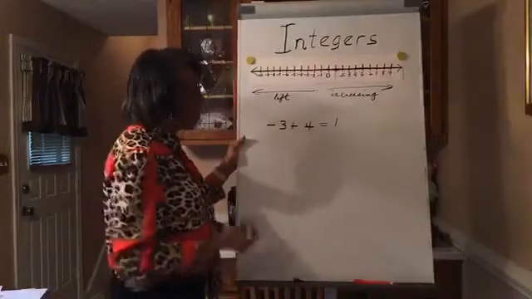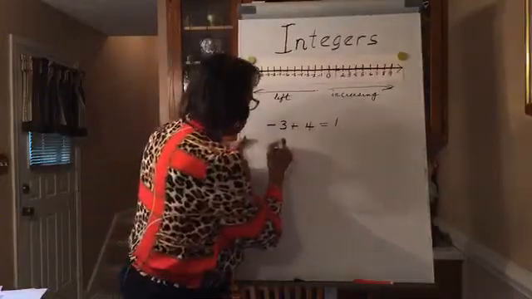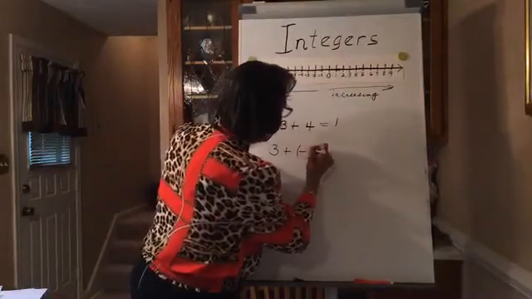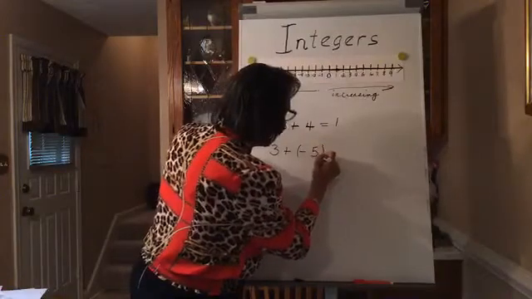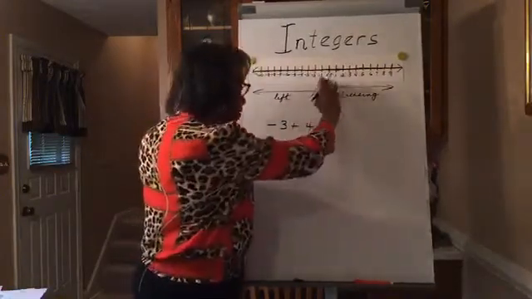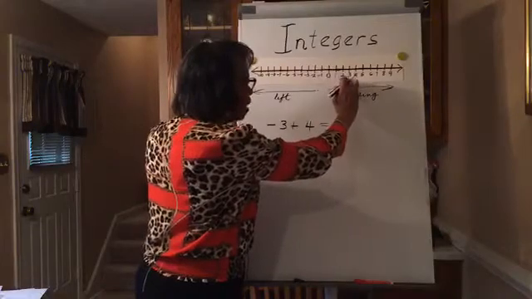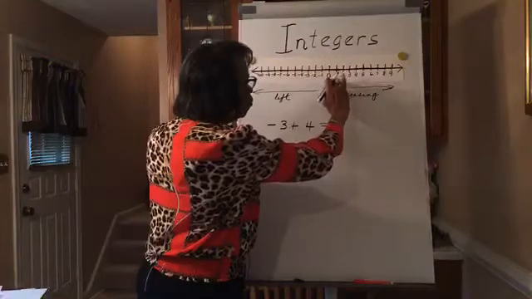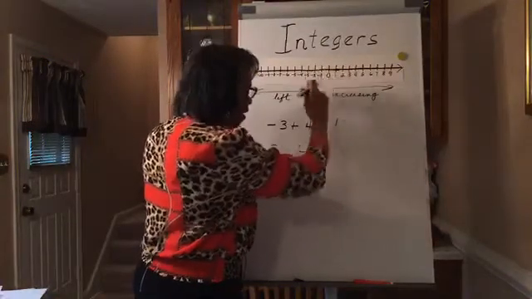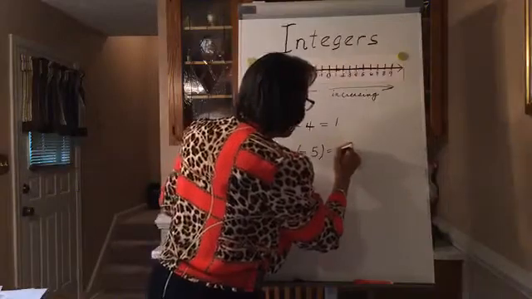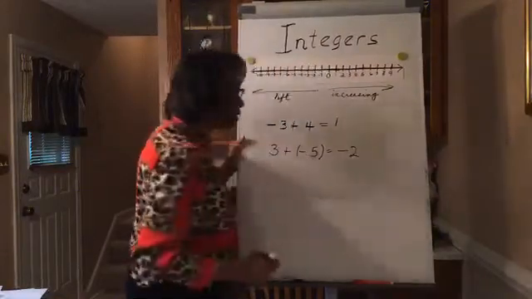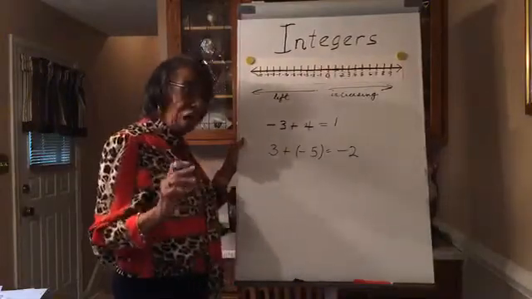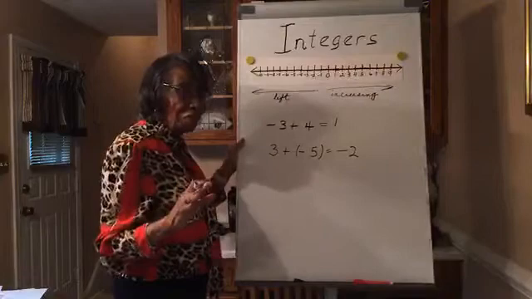Okay. Let's do another one. Let's do 3 plus negative 5. Okay, so we start at 0. We go to positive 3. And then we go negative 5. 1, 2, 3, 4, 5. So the answer is negative 2. All right, are you doing this on your number line with me? I don't want you just watching me. I want you to use your number line.